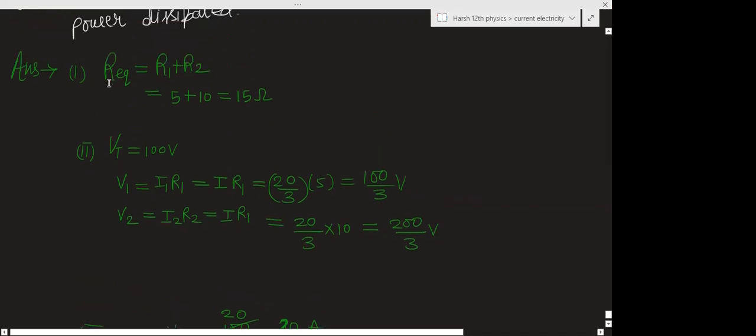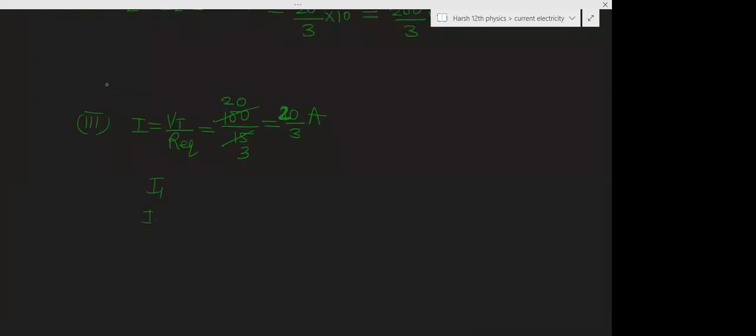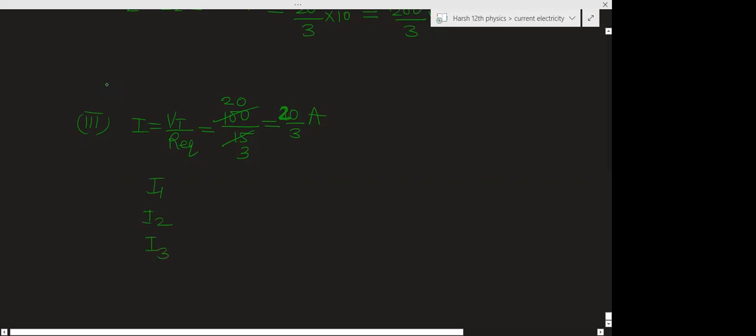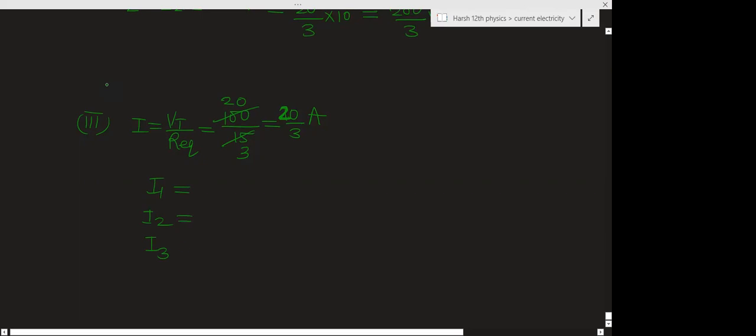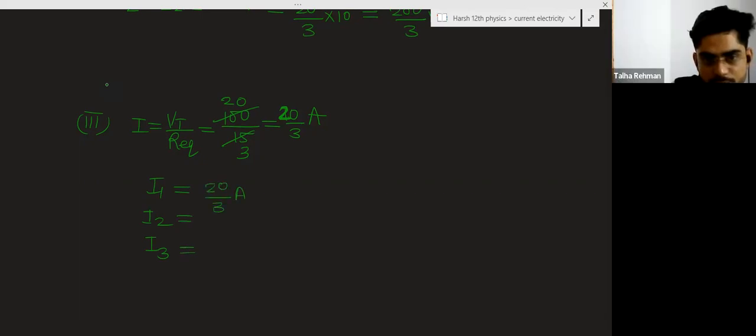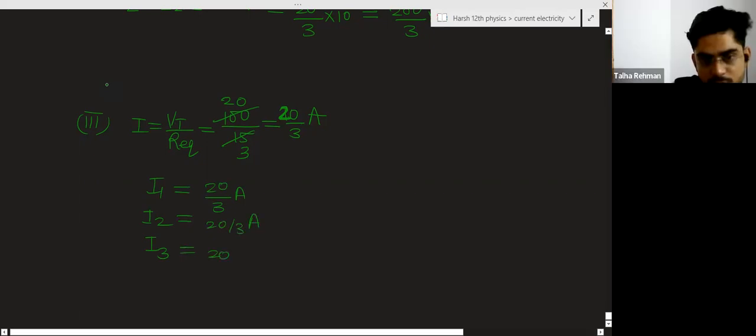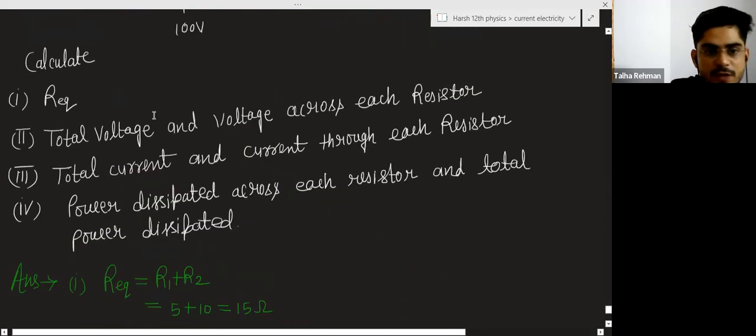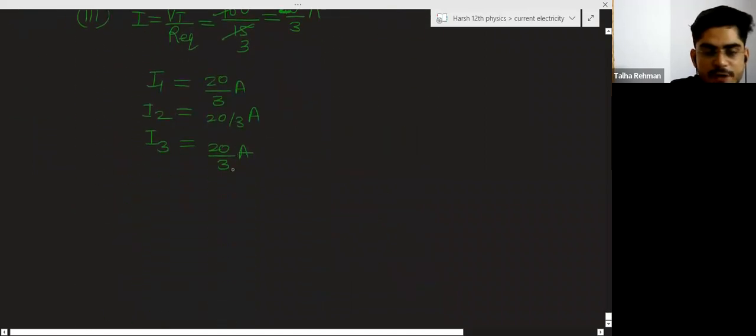We have already calculated I1, I2, and I3, and all of I1, I2, I3 are the same, because this is 20 by 3. Because there is no branching. Very easy question. And we have calculated. Now we have to calculate the power dissipated.